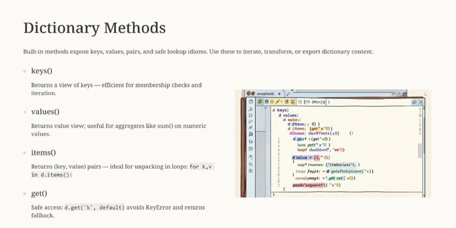Okay, the second one is values. The values method returns all the values. For example, student.values. It is useful when we only need the data values. Third one is items. The items method returns both key and value pairs. For example, student.items. So it will give us name Rahul, and age 20. This is commonly used in loops.